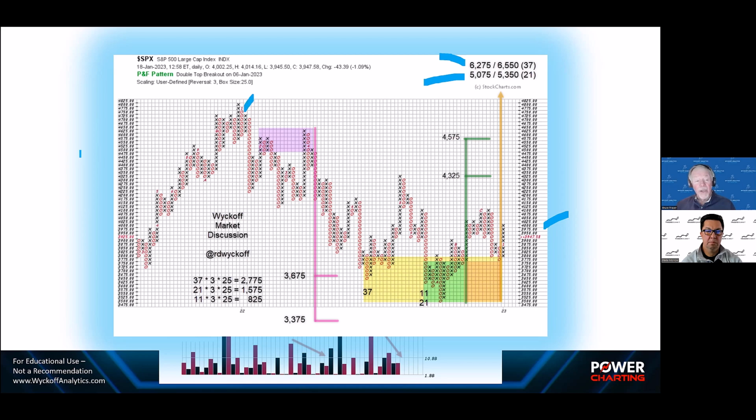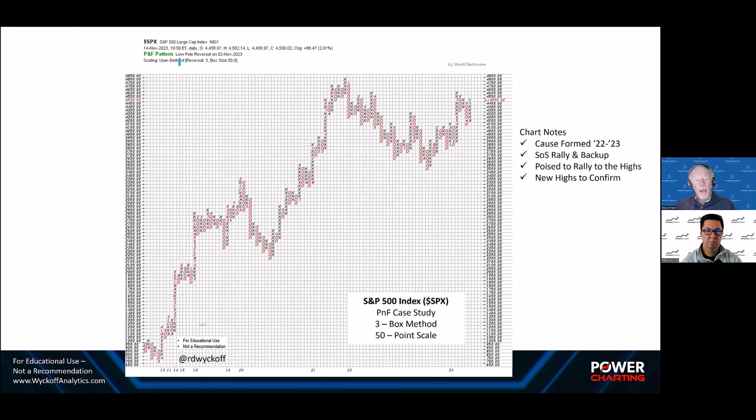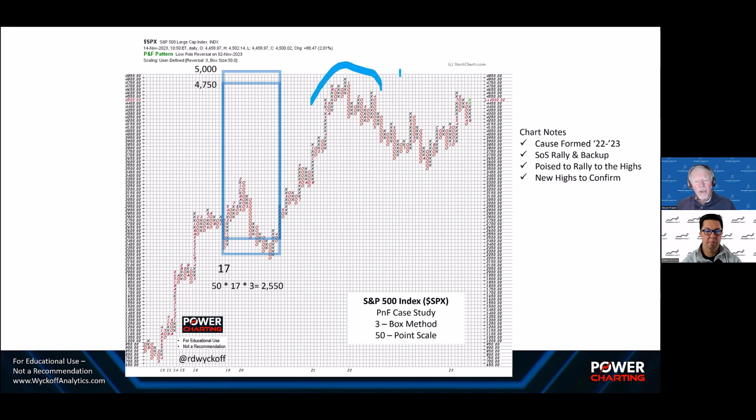So now here is another look at this, a little bit more compact data. It's called a 3-box reversal chart with 50-point S&P scaling. And this is actually 2018 to 2020. But look how beautifully this counted up and gave us this count to, this is the bull market peak right here. And so a beautiful distribution structure, and it gave us a good count down to here. But look, it counted 5,000 to 4,750, and it went to 4,800. So totally a hit.